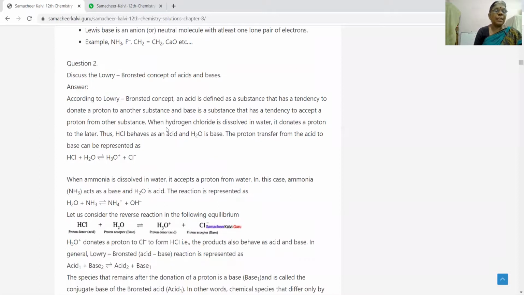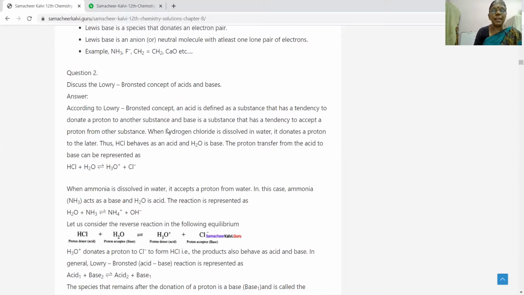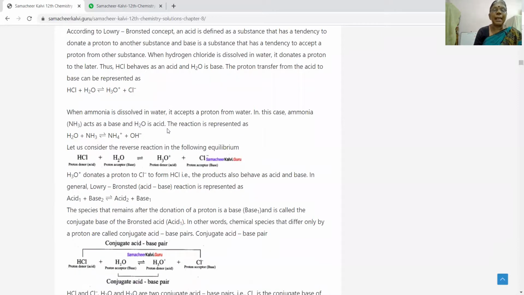Then question number 2. Discuss the Lowry and Bronsted concept of acid and bases. The answer is, according to Lowry and Bronsted concept, an acid is defined as a substance that has a tendency to donate a proton to another substance, and a base is a substance that has a tendency to accept a proton from the other substance. When hydrogen chloride is dissolved in water, it donates a proton to the latter. Thus, HCl behaves as an acid and H2O behaves as a base. The proton transfer from the acid to the base can be represented as HCl + H2O gives H3O+ + Cl-.